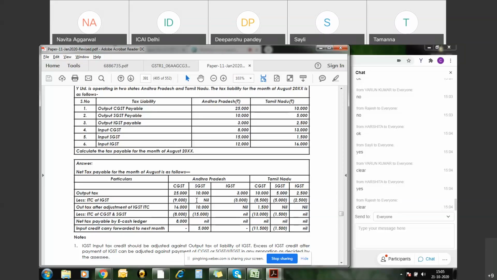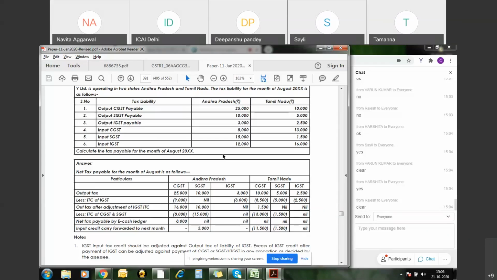So now ITC, integrated ITC is completely utilized. We work out the balances. Now balances of liability available. It is under central 16,000. Under SGST it is 10,000.